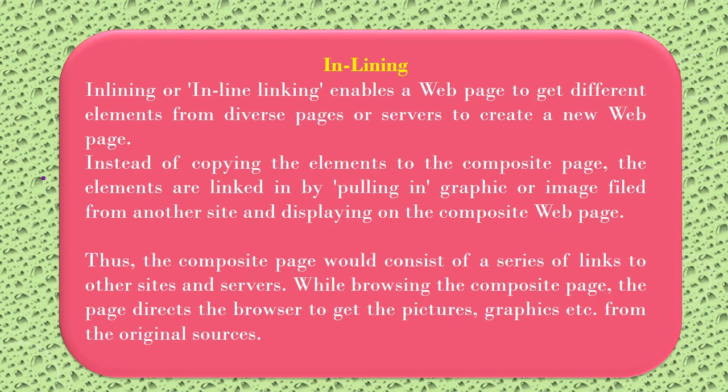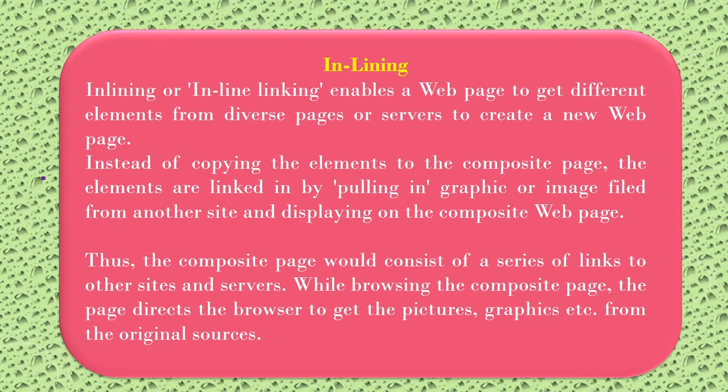Another form of copyright interference which is there with domain name is inlining. Inlining enables a web page to get different elements from diverse pages or serves to create a new web page. Instead of copying the elements to the composite page, the elements are linked by pulling in graphic or image files from another site and displaying on the composite web page. Thus, the composite page would consist of a series of links to other sites and servers. While browsing the composite page, the page directs the browser to get the pictures, graphics, etc. from the original source. A very good example of it is Google News, like news.google.com.